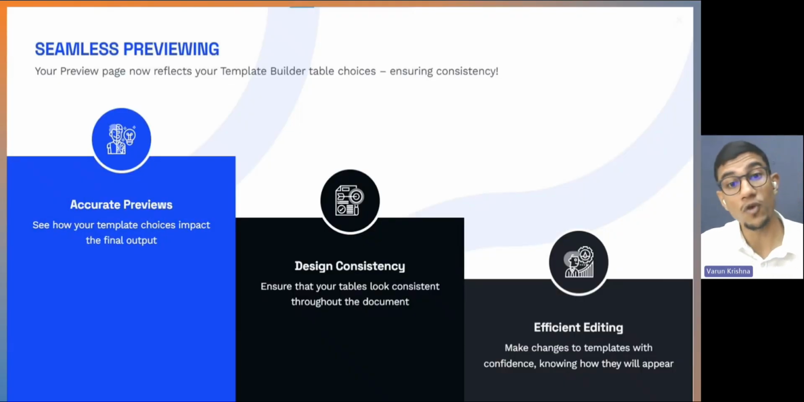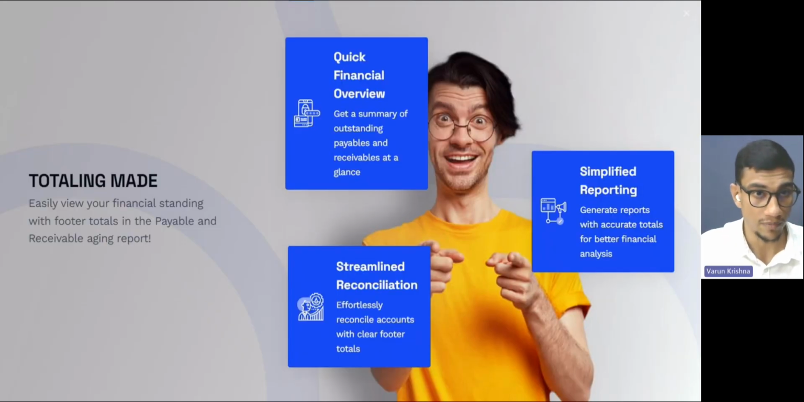Then, whatever format you have set in your template builder for individual bills, you will be able to preview the bill in the same format itself. Then, when it comes to payable and receivable aging reports for suppliers and customers, organization-wide, you will be able to see how much the customer owes you, and how much you owe the supplier.